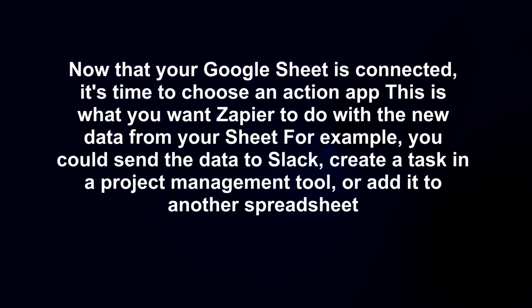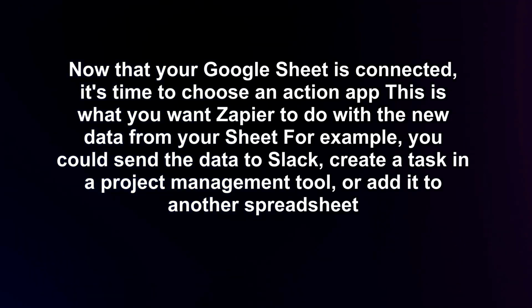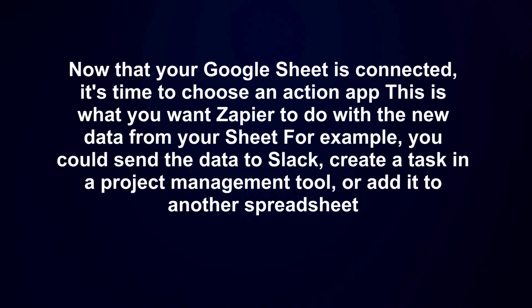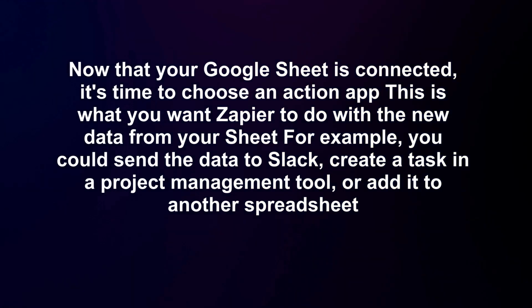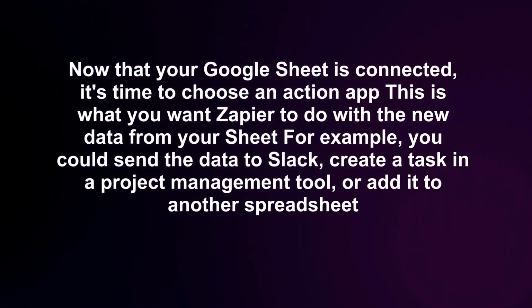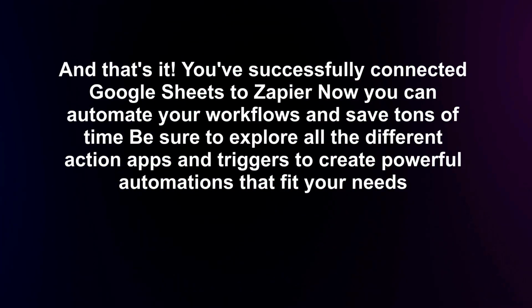your Google Sheet. Now that your Google Sheet is connected, it's time to choose an action app. This is what you want Zapier to do with the new data from your sheet. For example, you could send the data to Slack, create a task in a project management tool, or add it to another spreadsheet. And that's it.